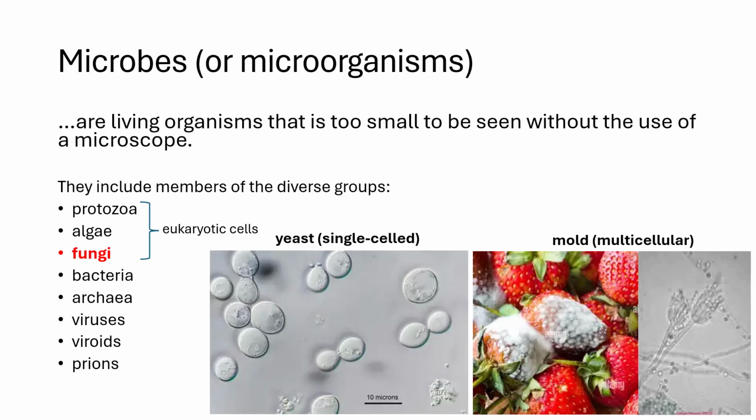The resulting smaller molecules are absorbed across the cell membrane and further metabolized through aerobic cellular respiration to produce energy in the form of ATP. These fungi can be single-cell, like shown here in the form of yeast, or they can be multicellular, such as shown here as mold, or mushrooms, which is not shown here.